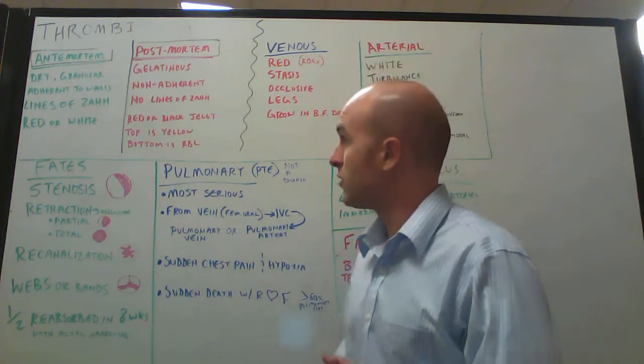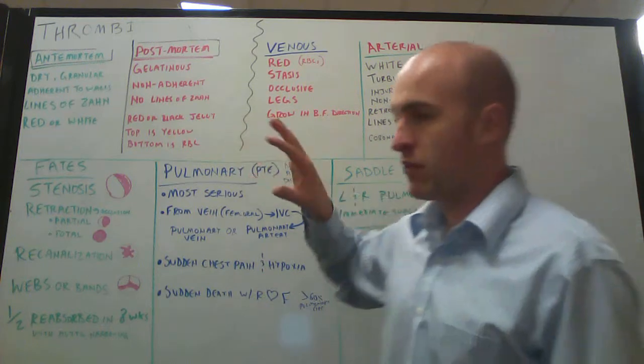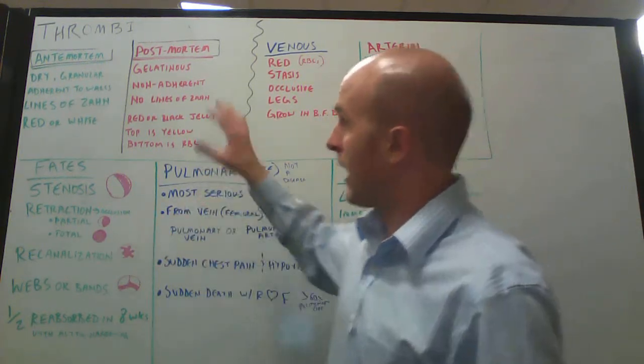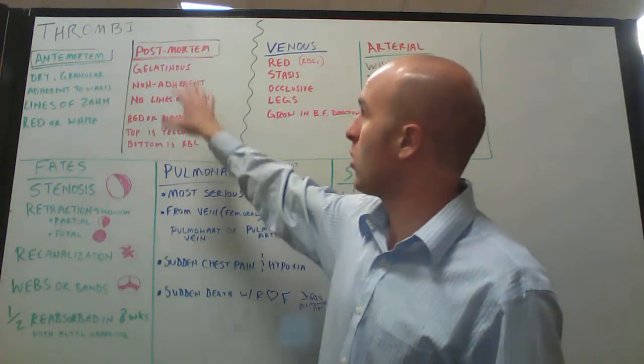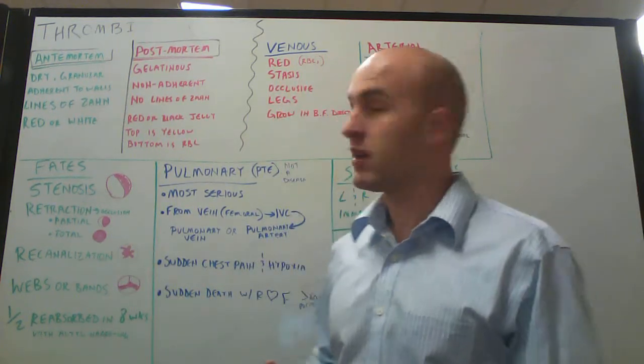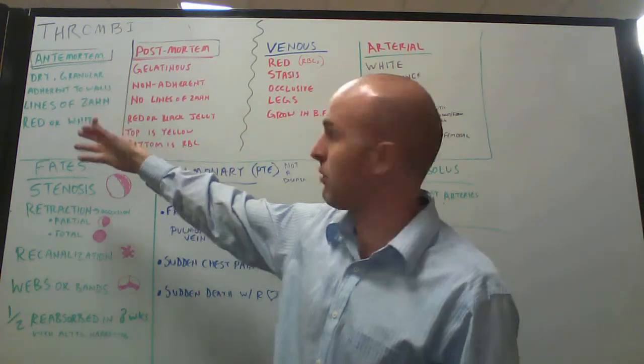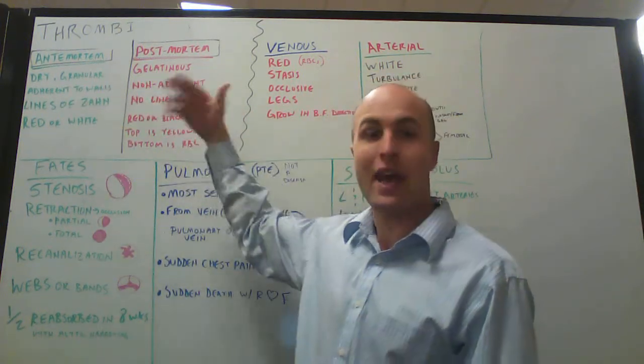But we're just going to jump right into the different types of thrombi. You understand that there are different ways of classifying thrombi. You can have an ante-mortem thrombi, or you can have a post-mortem thrombi. Ante means before, and post means after. Mortem means death. So an ante-mortem is a before-death thrombi, and a post-mortem is an after-death thrombi.